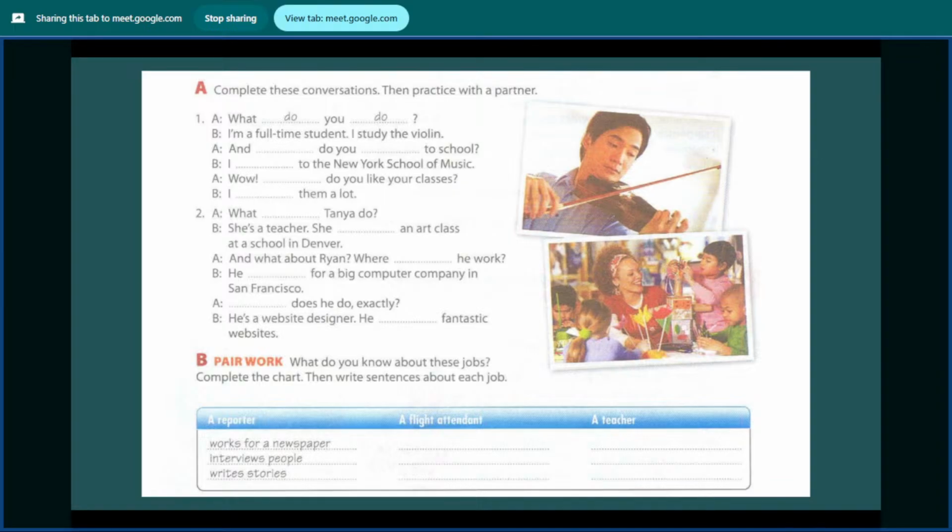Tejal, you can start with exercise one. What do you do? I am a full-time student. I study the violin. Violin. Do you? It is a question, so it is a question, there is a question mark.